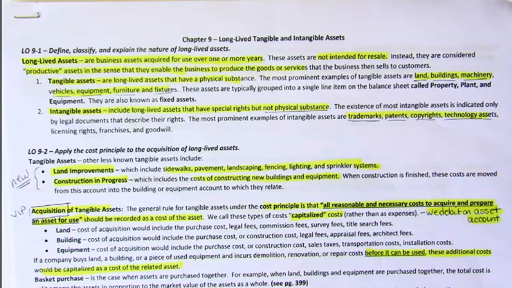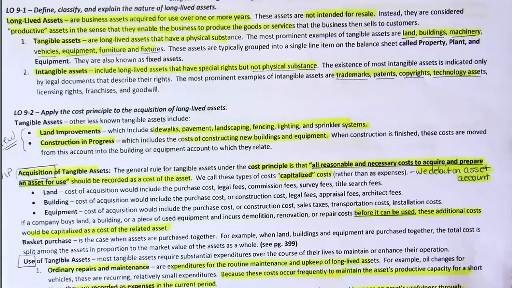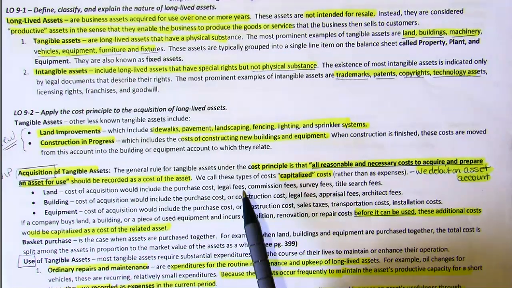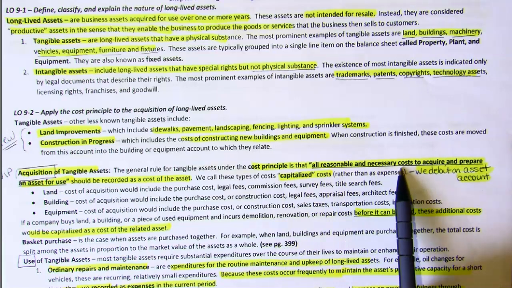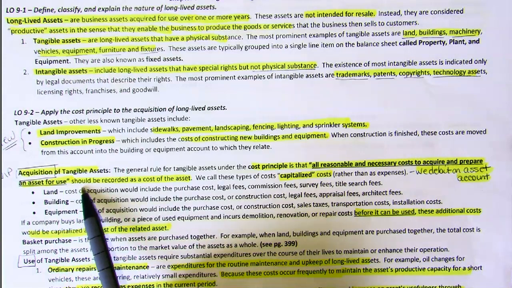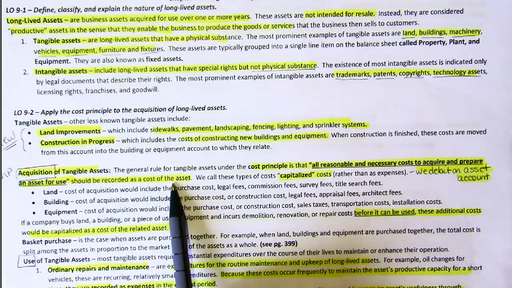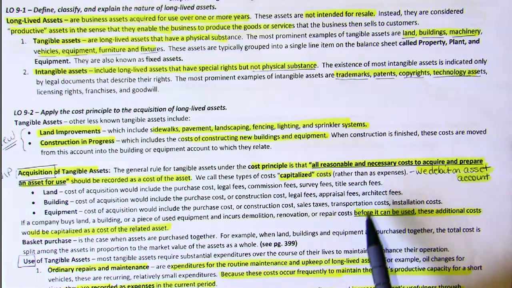Okay, now this next section is very important. This is the rule for how to record the acquisition of tangible assets. Okay, so this is the cost principle. All reasonable and necessary costs to acquire, that means to buy, and prepare an asset for use should be recorded as a cost of the asset. In other words, we should debit those costs to the asset account, whatever type of asset that is. We call that capitalizing the cost. In other words, we debit the asset account instead of debiting an expense account.